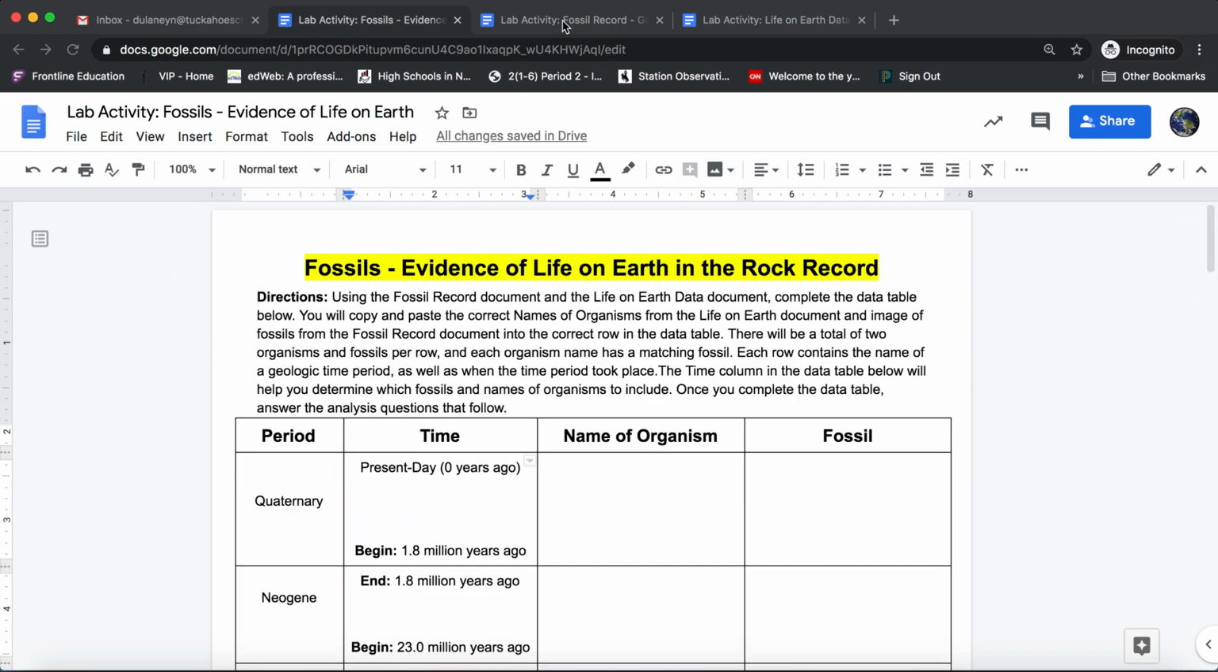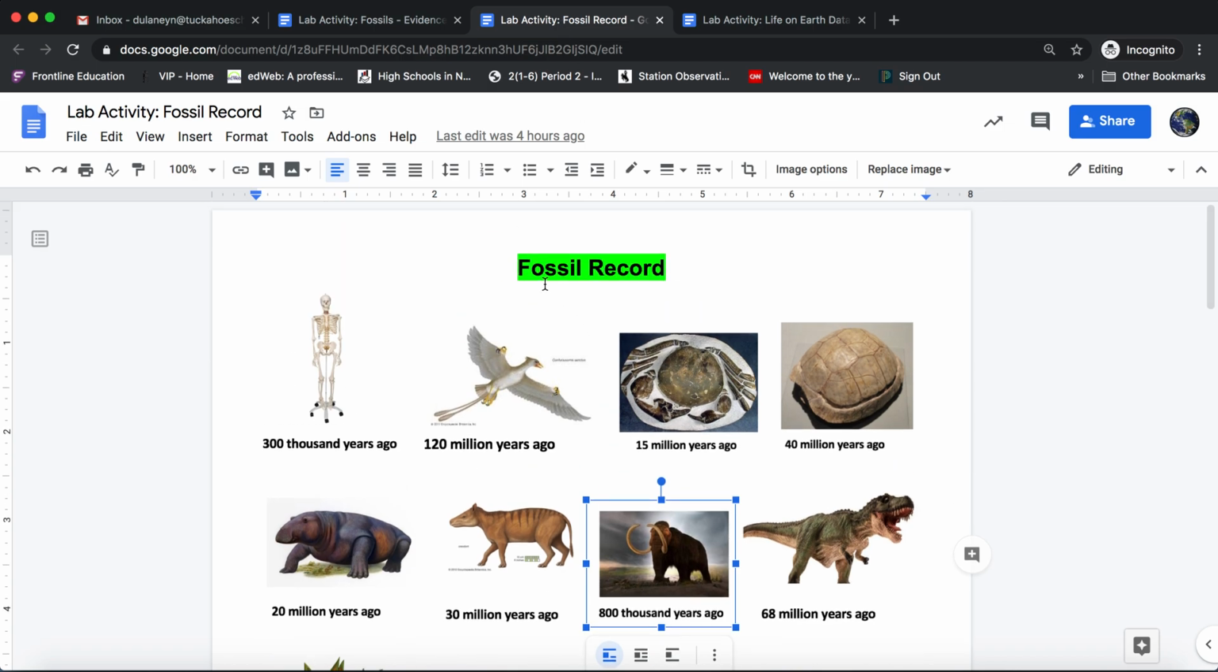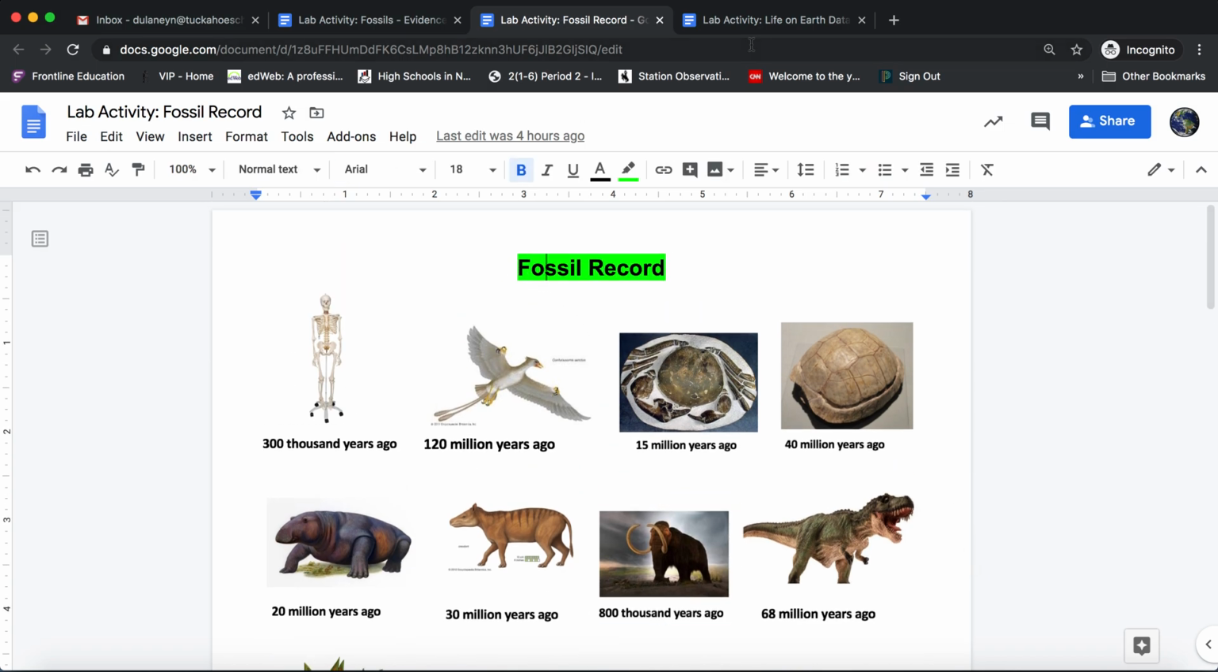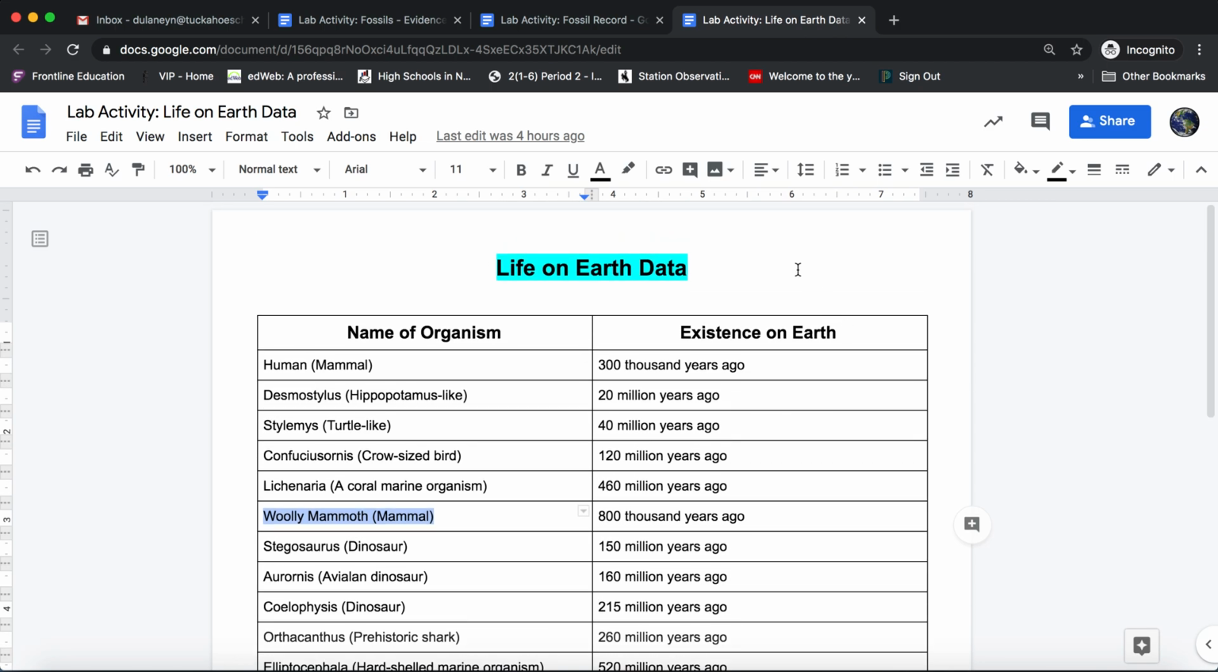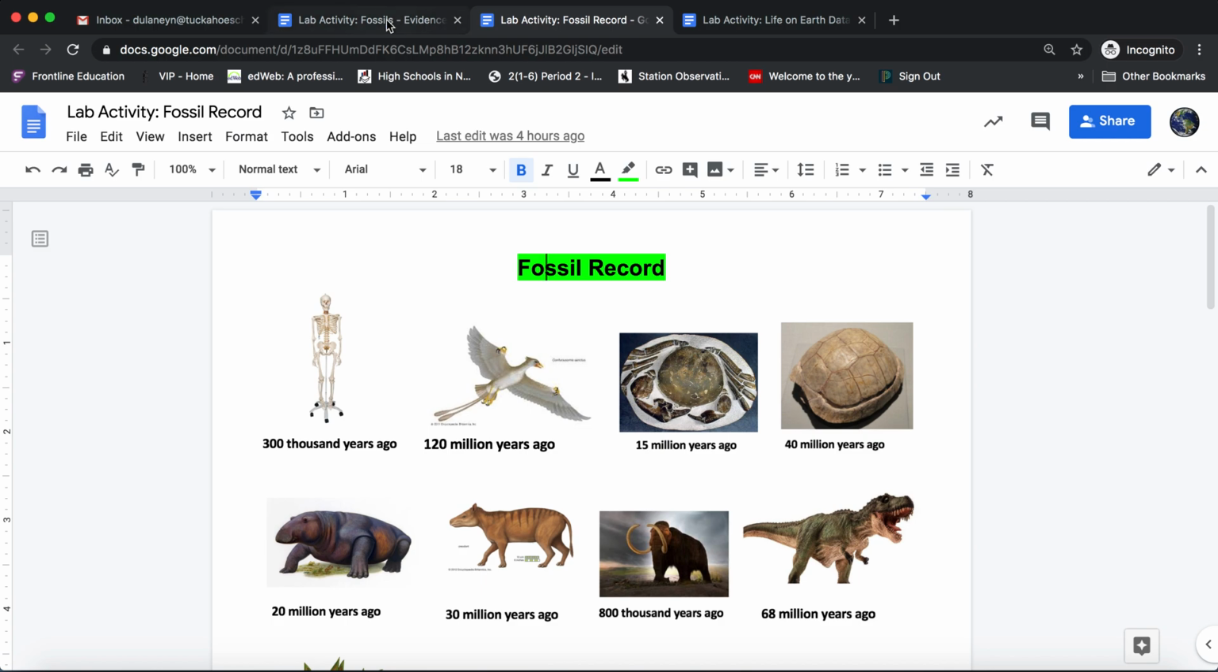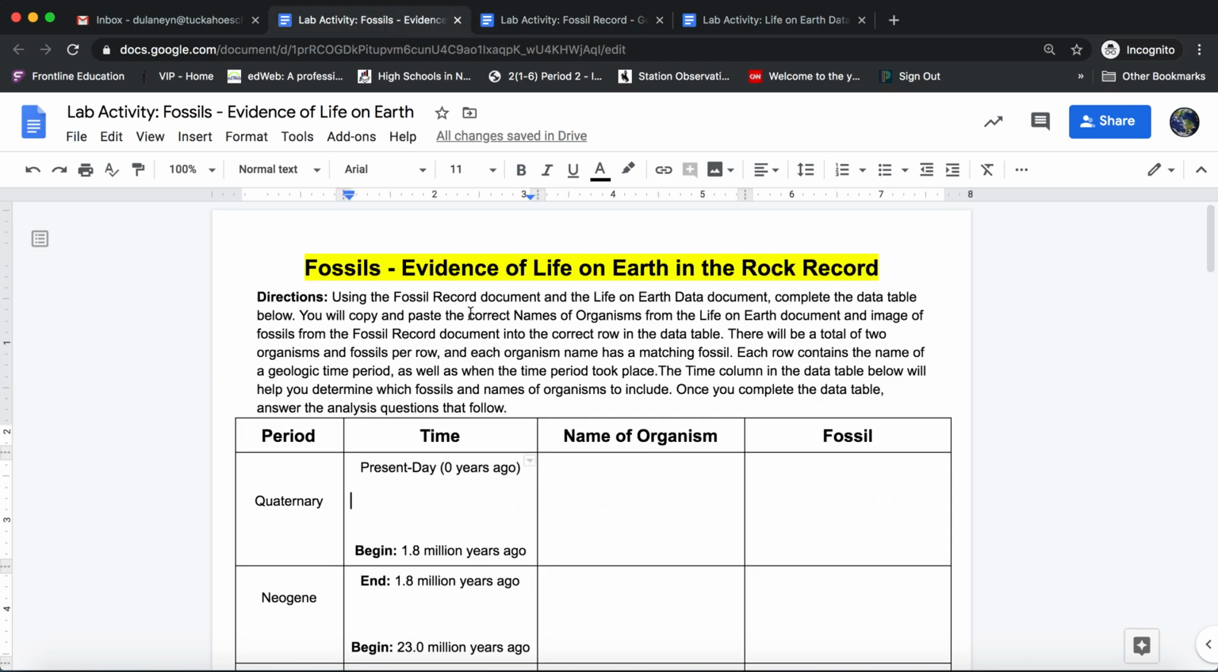One of the documents is titled the Fossil Record, which has a bright green title, and the other one is titled Life on Earth Data, which has a highlighted blue title. These are going to help you complete the lab, but no work will actually be done on these 2 documents. The only work that will be completed is going to be on this document right here. So let's start by reading the directions.